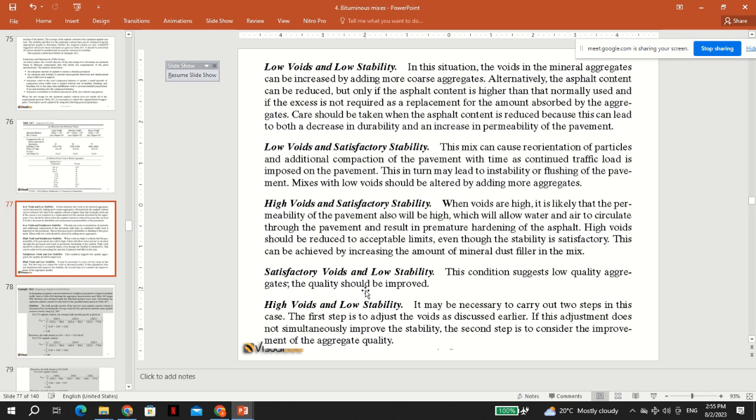Satisfactory voids and low stability. This condition suggests low quality aggregates, so you need to change the quality of the aggregates. High voids and low stability. It may be necessary to carry out two steps in this case. The first step is to adjust the voids as discussed earlier. If this adjustment does not simultaneously improve the stability, the second step is to consider the improvement of aggregate quality.